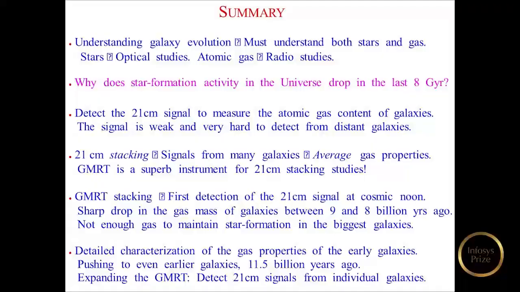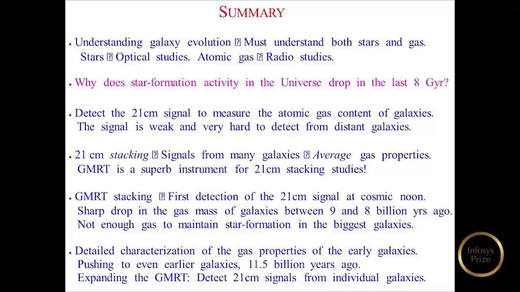Stacking lets us get around the weakness of the line by averaging the signals from lots of galaxies. The upside is that this lets us get around this problem. The downside is that we get the average gas properties. But fortunately, to answer this question, that's what we want. We want the average gas properties of a large number of galaxies. And the GMRT is a wonderful instrument for this. The upgraded GMRT is actually just about perfect for this.